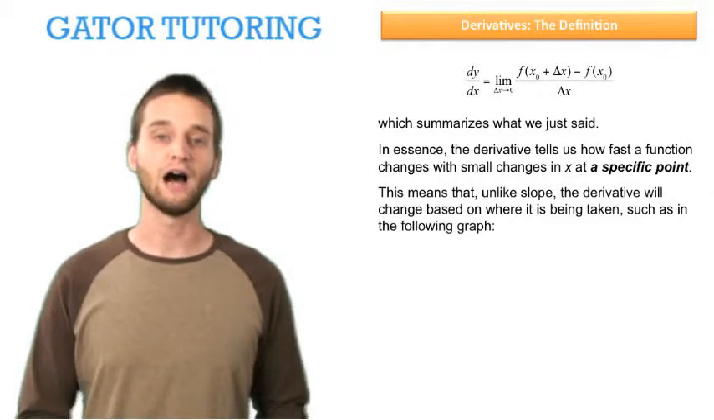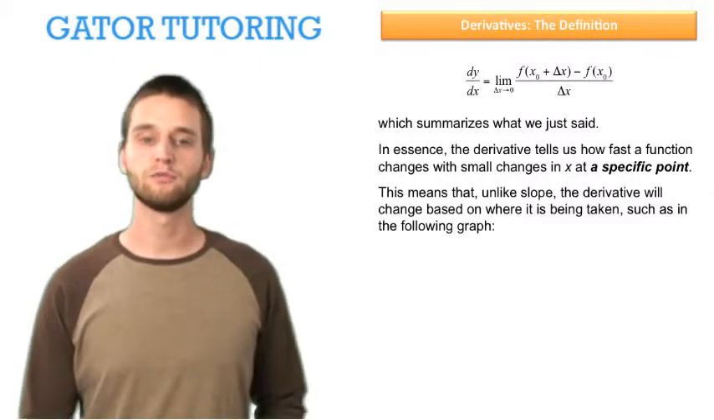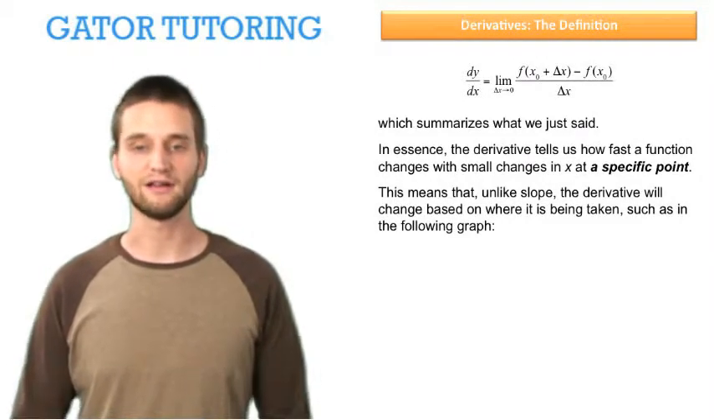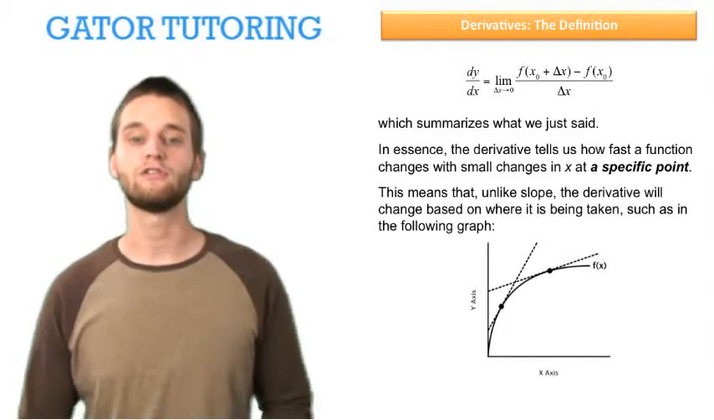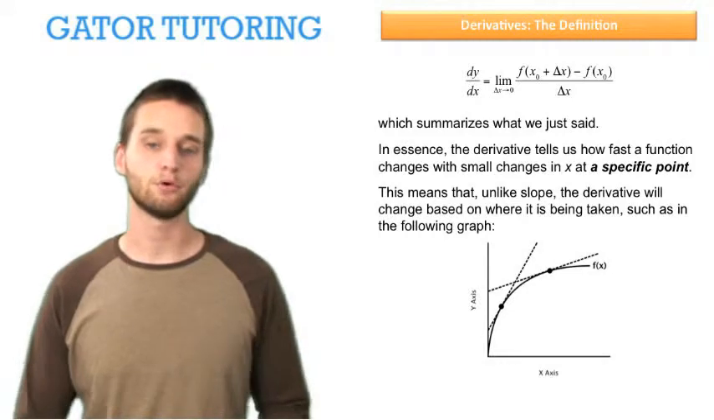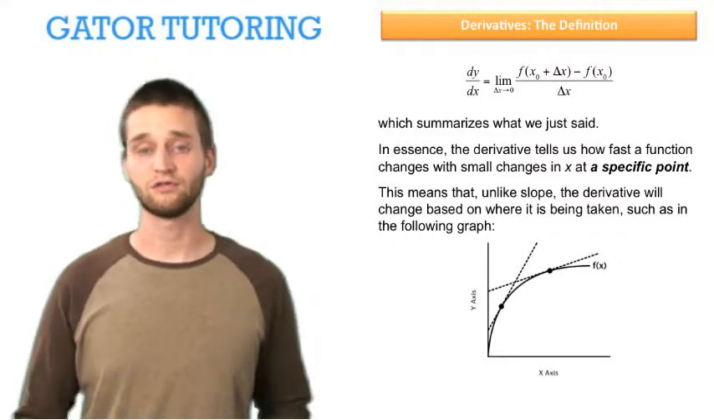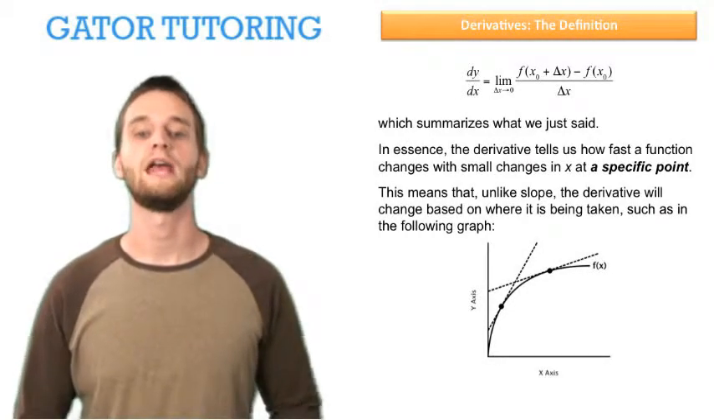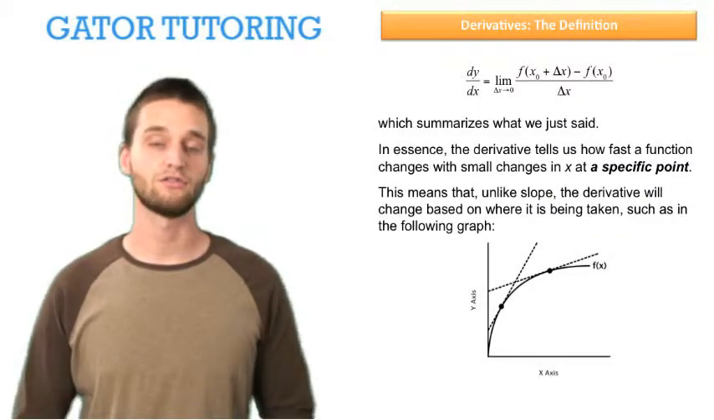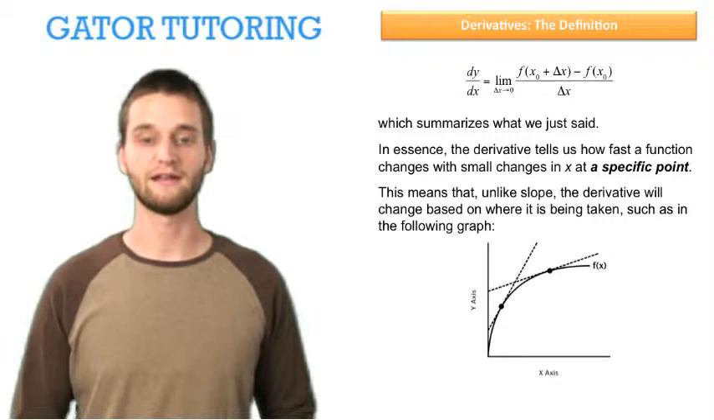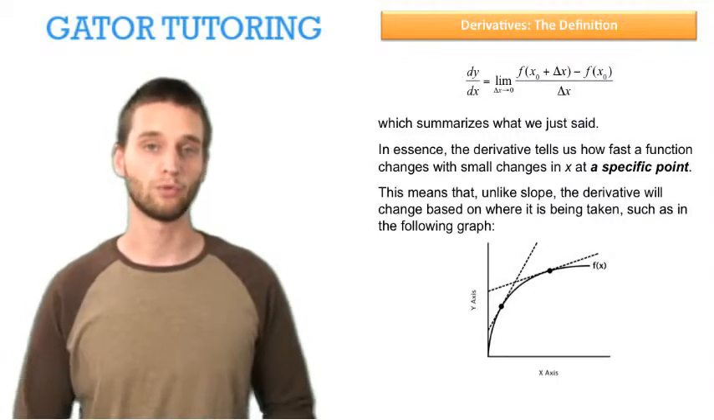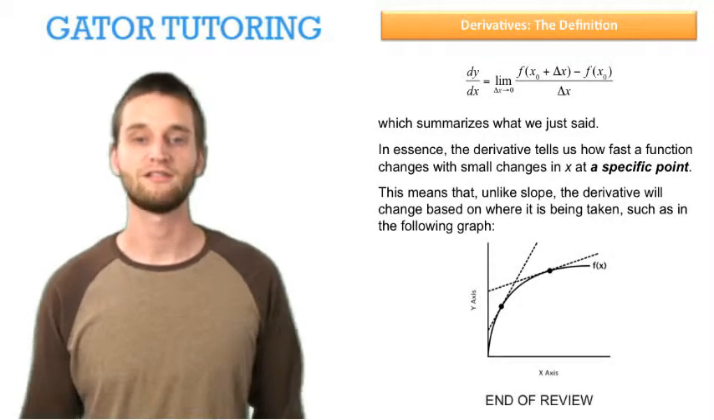This means that, unlike slope, the derivative will change based on where it is being taken, such as in the following graph. Here we see the 2 tangent lines at 2 different points on the curve, which represent the derivative at those 2 different points. And it's clear that the slopes of those 2 tangent lines are different, and that's just because the derivative changes based on where you're taking it. And that's the end of this review.